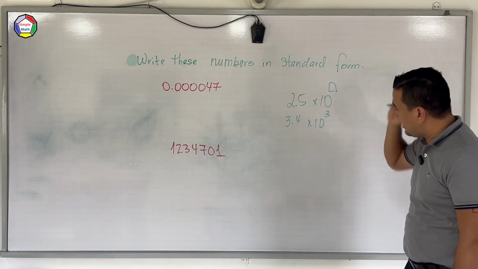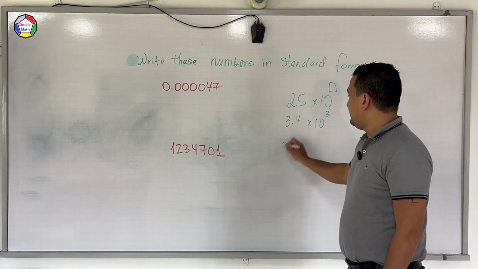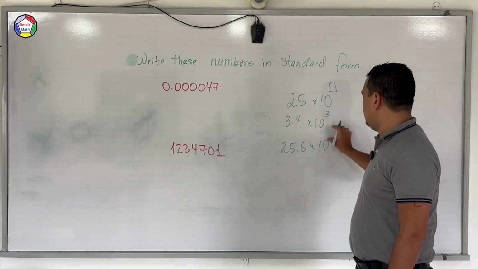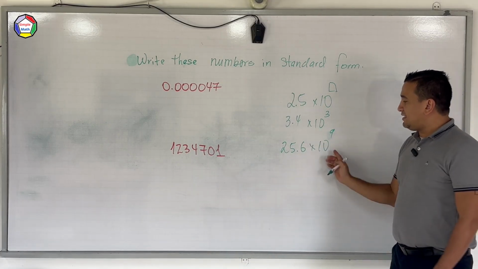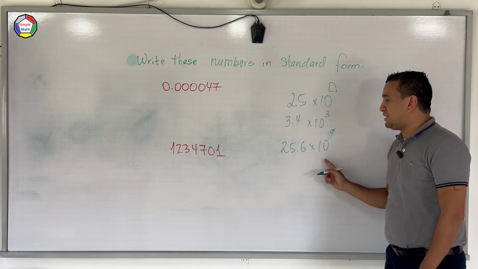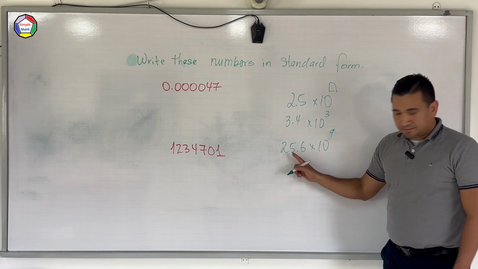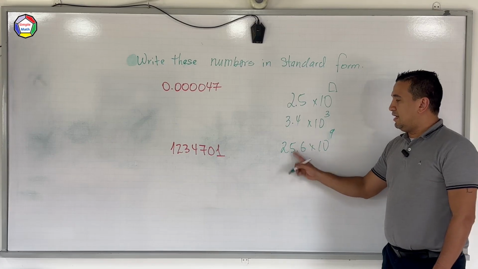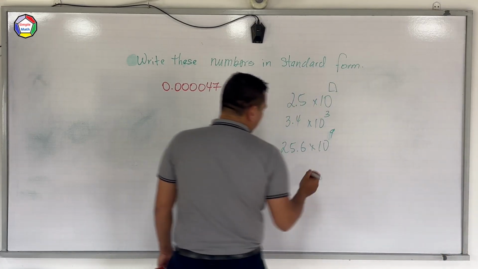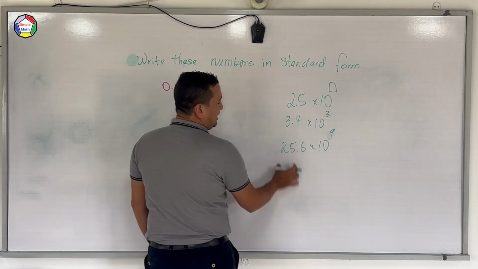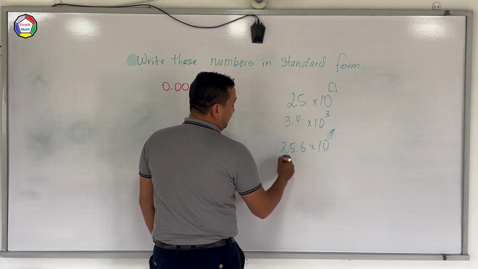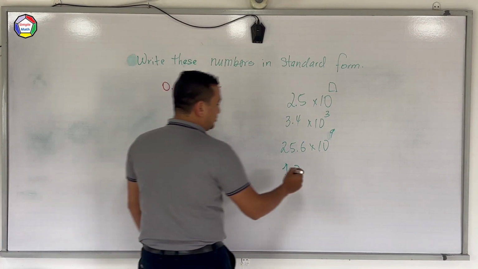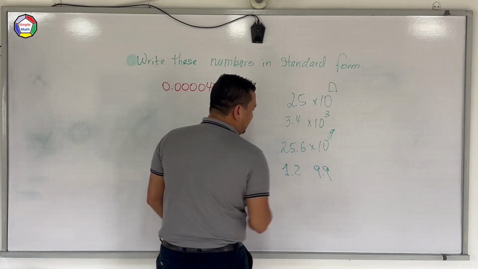This is a number written in standard form, but we cannot have something like 25.6 times 10 to the power of, let's say, 9. Why? This is not a standard notation, because 25 is a number bigger than 10. So to be written in standard form, the number must be less than 10 but more than 1, something like 1.2. So up to 9.9 is allowed.